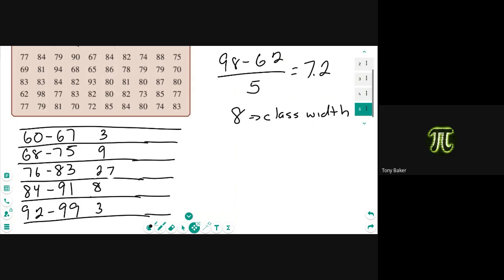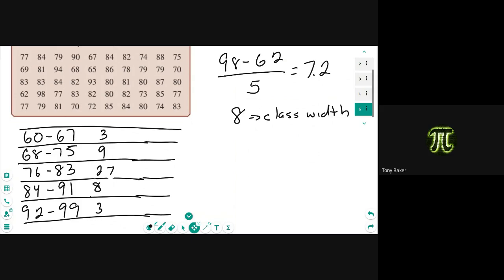10 is just an easy class width to use, and it is used quite often. So that's why the book went with 10. I chose a different one because I wanted you to see the differences there. The only thing that mine changed compared to theirs was my endpoints, the 60 and the 99, were closer to my actual data values. So they had a little bit more on the beginning and the end. So no problem. All right.